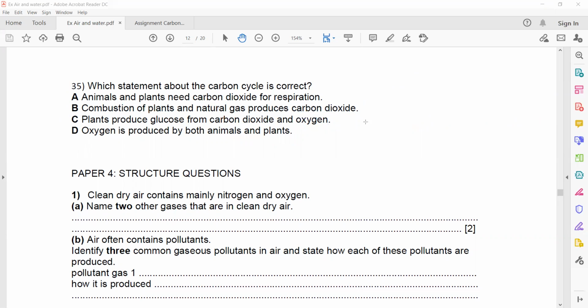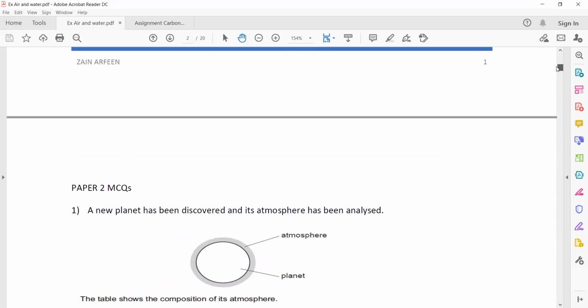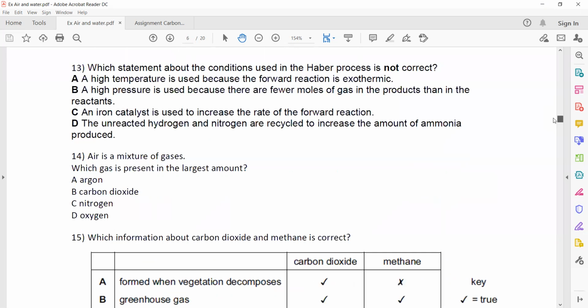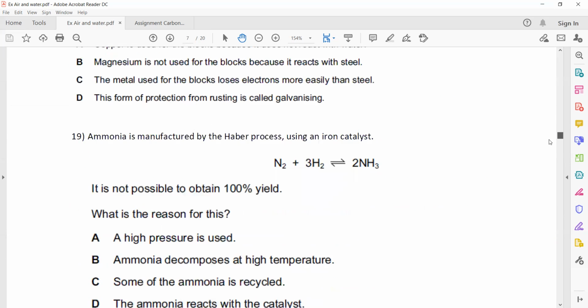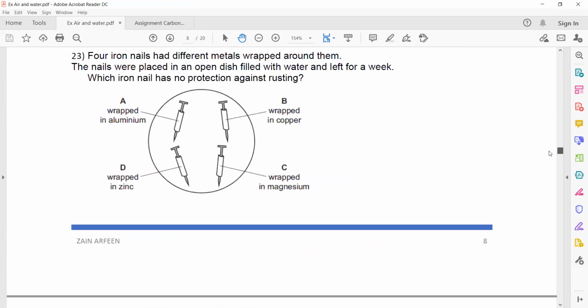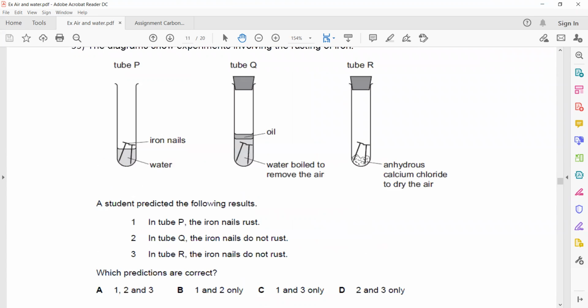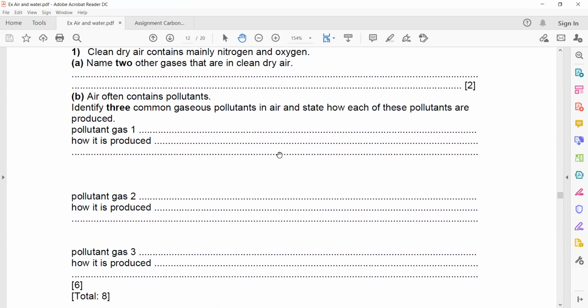So any other doubt in MCQs? Then I'll start the structure question discussion one by one. Is there any doubt in MCQs, from 1 to 35? If I missed any question, you can just let me know. Okay, structure question. Move on to structure question. Any doubt? One by one, I will move on. Any doubt in question one?